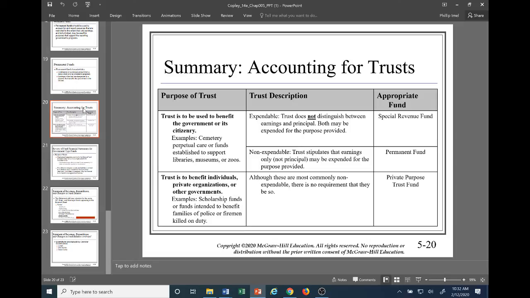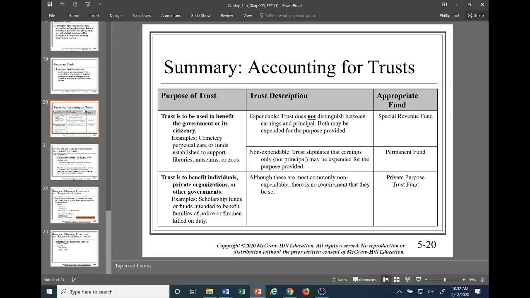We can see there's a purpose of the trust description, and the appropriate fund for it, right? So let's just start here on the left side of this. Purpose of a trust. So it says the trust is to be used to benefit the government or its citizenry, right? So there's our first starting point. We want to know what the purpose is for, right? That's so important because if you look at the first one, it says trust is to be used to benefit the government or its citizenry. Hint, it's going to be accounted for within a governmental fund, right?